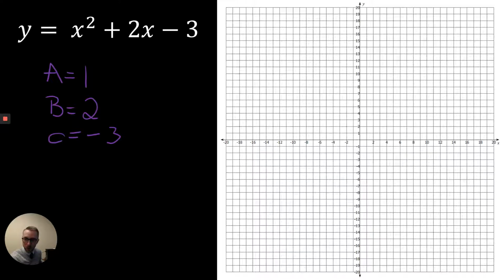So when we're identifying c here, and really any other term, if it has that subtraction sign in front of it, the term is going to be negative. So with this particular quadratic function, the value of a is 1, the value of b is 2, the value of c is negative 3. Let's look at two more examples.